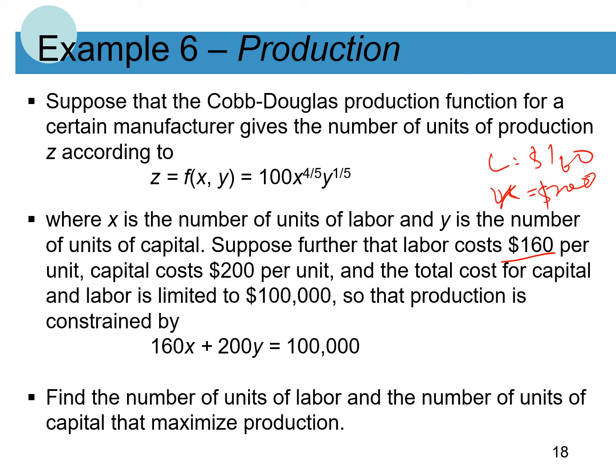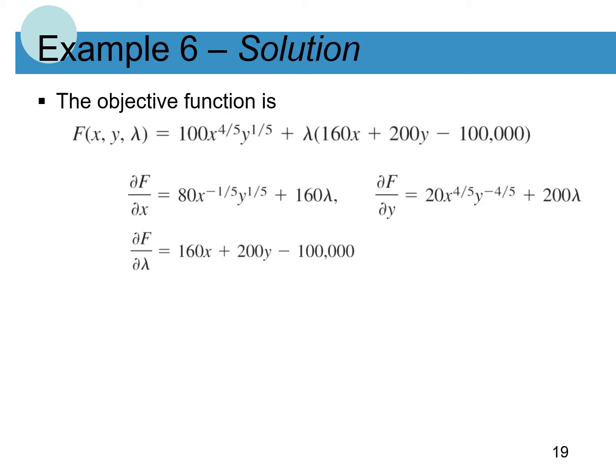The total cost for capital and labor is limited to $100,000, so that the production is constrained by 160x plus 200y equal to 100,000. Then find the number of units of labor and the number of units of capital that maximize the production.